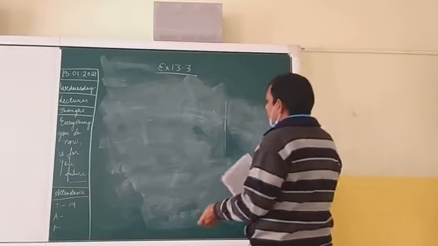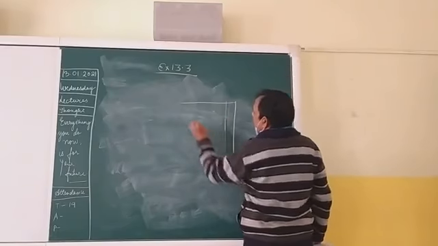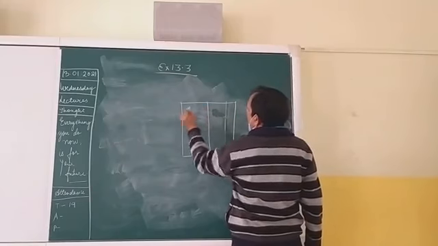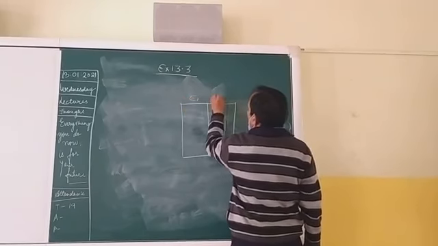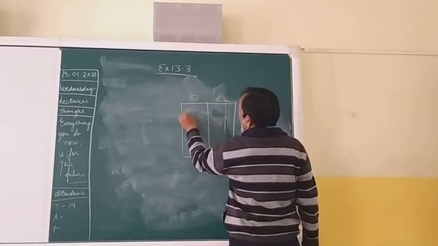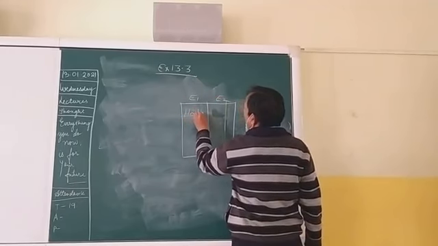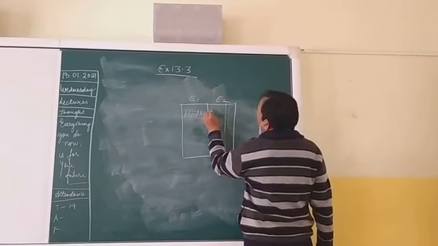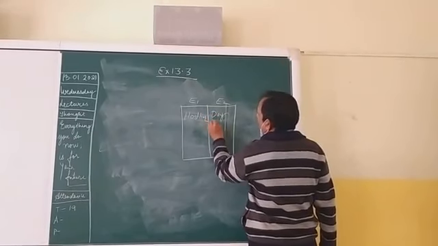So let us see by the diagram. Suppose this is E1 and this is E2. E1 is hostelier, who resides in the hostel, and E2 is day scholar.